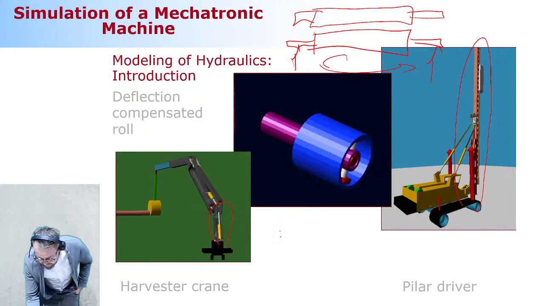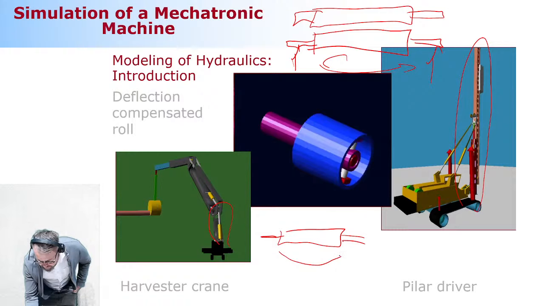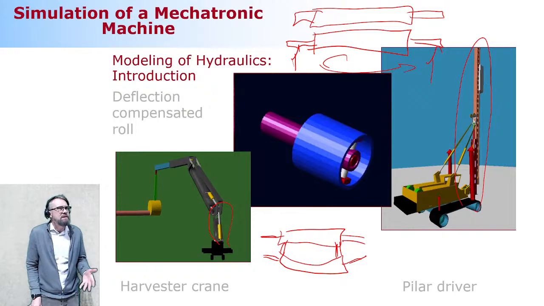Okay, this is an extreme case, but still you get the idea. And then you compress them together, and they will be compressed here, whereas in the middle there's an air gap. And to get rid of this, there's a type of roll which is called deflection compensated roll.